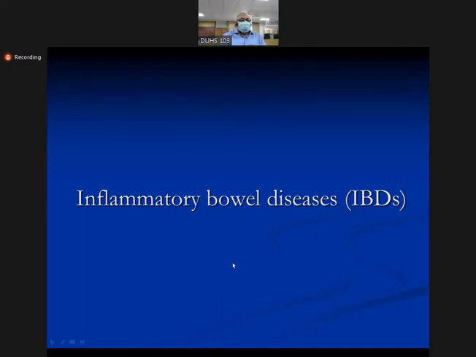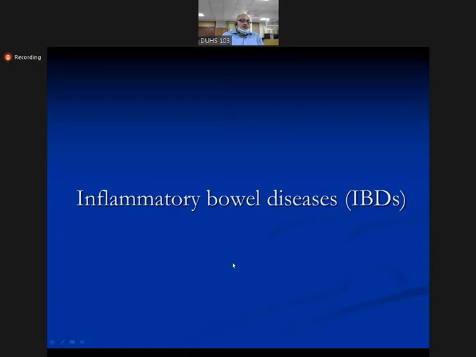Now, today's topic is inflammatory bowel disease. As the name suggests, inflammatory bowel diseases are a group of disorders which are characterized by inflammation of the bowel wall. And when I say it's a group of disorders, I mean to say that it encompasses different categories of inflammation of the bowel wall. That inflammation may be because of some infective organisms like bacteria, parasites, or even viral infections. Or it could be because of autoimmune diseases or even immunodeficiency disorders.